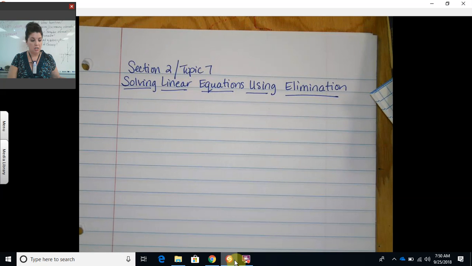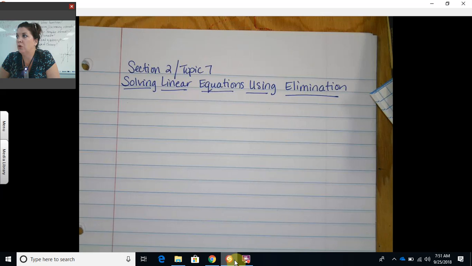Okay, so far I've taught you how to solve linear equations using graphing and by substitution. So this is the third way that you can solve equations, using elimination. Okay, they all three work. Graphing's the only one that if your two lines don't cross at a perfect lattice intersection, then you have to guess. But substitution and elimination is always going to give you an exact answer.